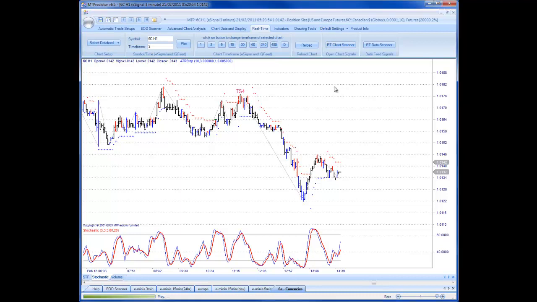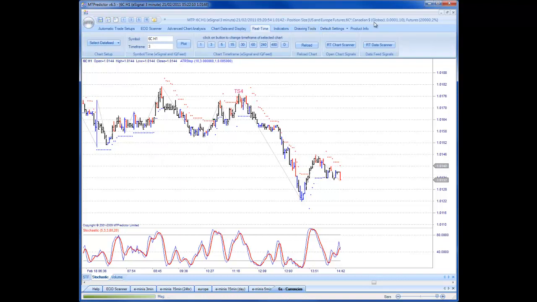In this video I'd like to share a trade on a currency that was sent in by one of our users. This is a 3-minute chart of the 6C. This is the future of the Canadian dollar against the US dollar. So a Canadian dollar against the US dollar future on the CME. So it's a currency chart basically.